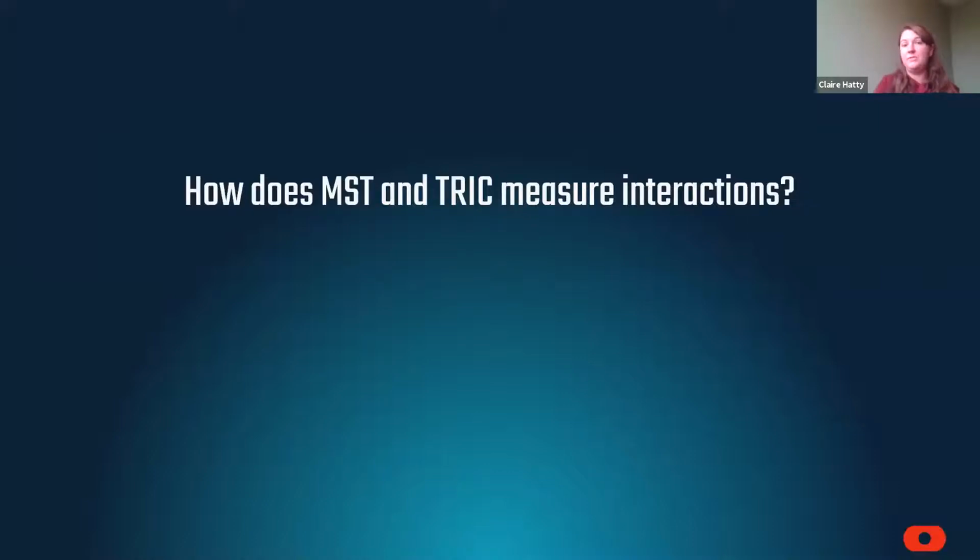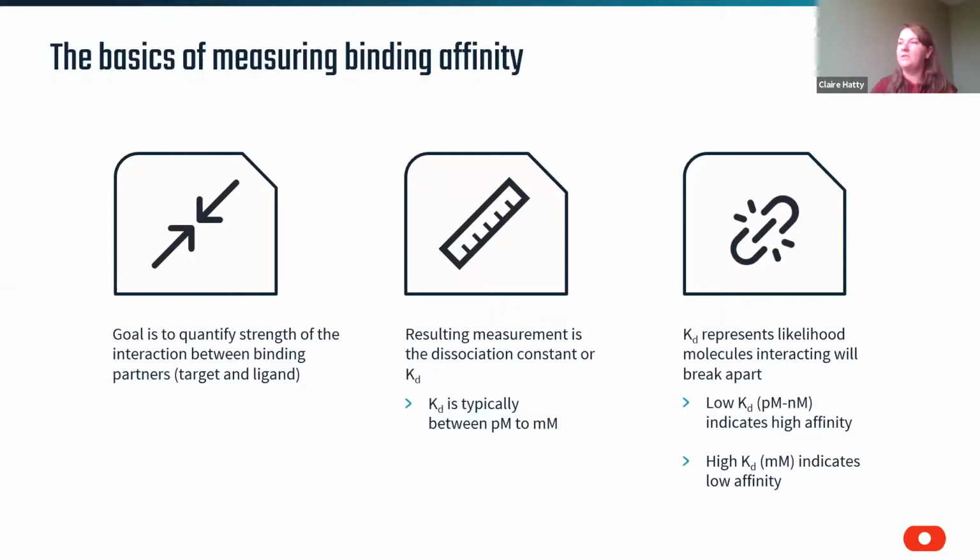Before moving on to the specific examples, I just want to briefly introduce you to how MST and TRIC actually work, starting with the absolute basics of measuring binding affinity. The goal when we're measuring affinity is to quantify the strength of an interaction between binding partners, so between our target and our ligand. The resulting measurement that we get from these technologies is a dissociation constant, or the KD, which is typically in the range of picomolar to millimolar. This KD represents the likelihood that interacting molecules will break apart.